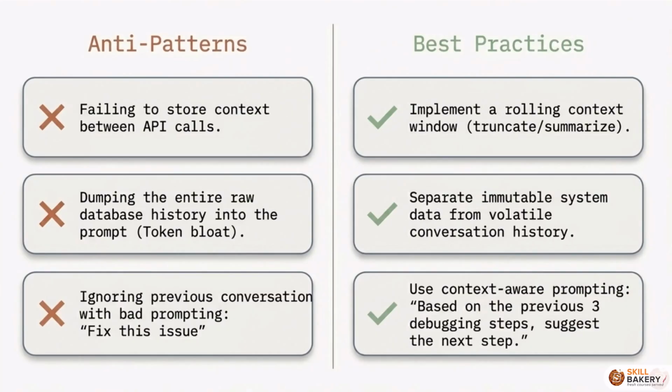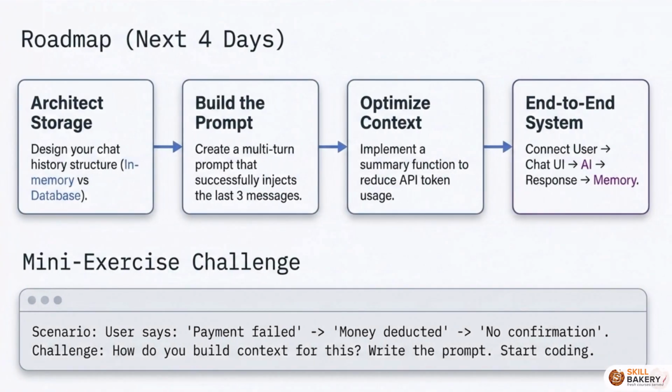Avoid anti-patterns like failing to store context or dumping raw database data into prompts. Instead, implement best practices like rolling context windows and clear, context-aware prompting. Follow this 4-day roadmap. Architect your storage, build your prompt, optimize the context, and finalize your end-to-end system. Try the mini exercise to practice.